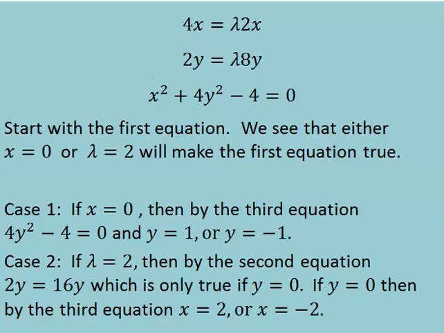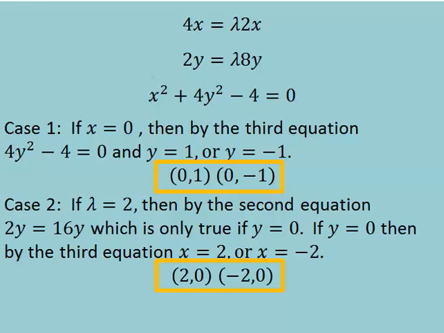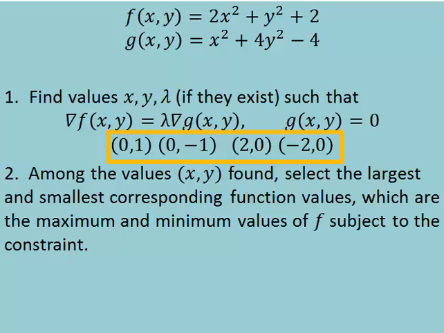Case 2. If lambda equals 2, then by the second equation, y has to be 0. If y is 0, then by the third equation, x has to be 2 or negative 2. This gives us 4 points to consider. We will look at f at all of these points and decide which is our largest and which is our smallest.